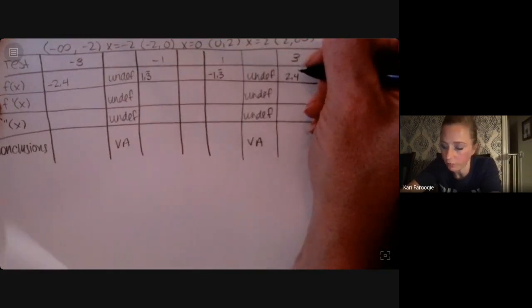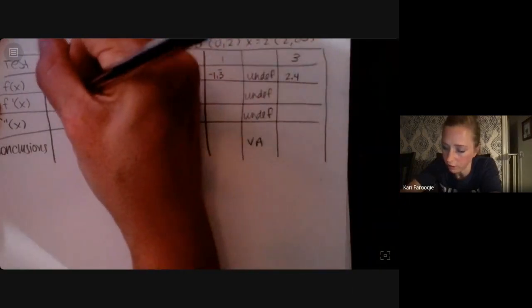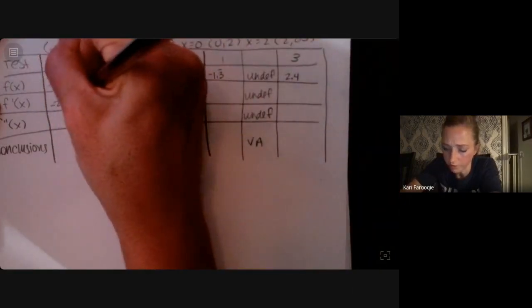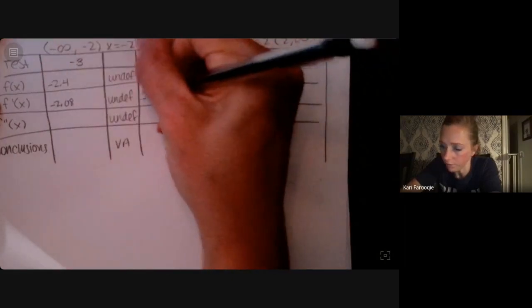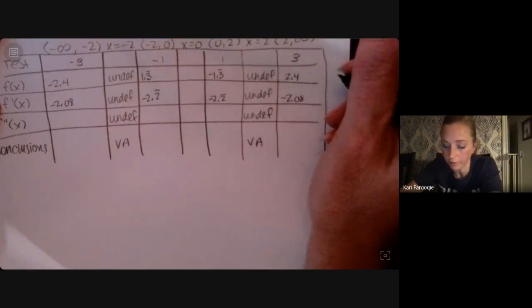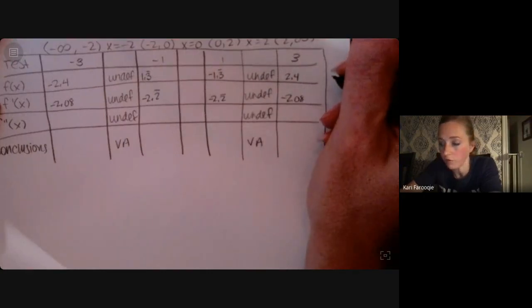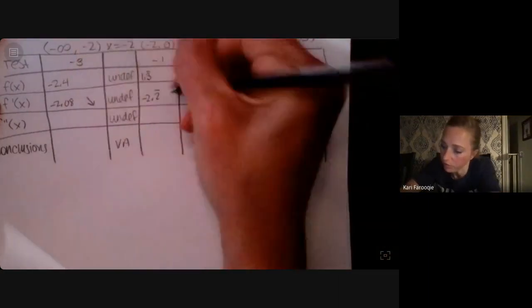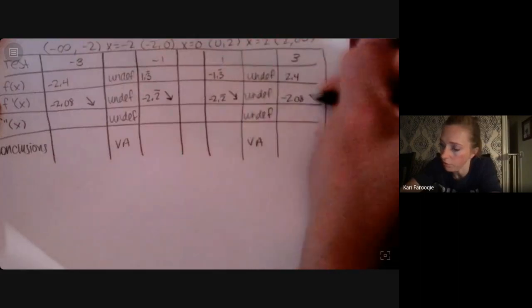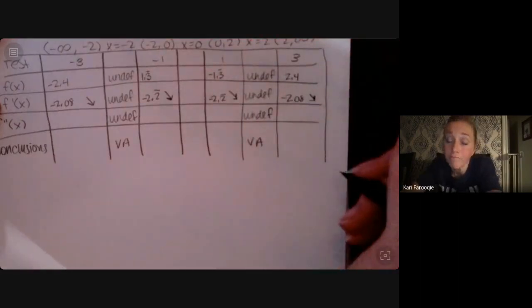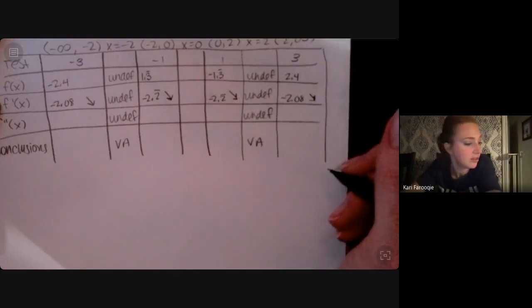And then for y sub 2, I have -2.08, -2.2 repeating, -2.2 repeating, and -2.08. Interesting. My first derivative is negative everywhere. That must mean it is decreasing in every single interval. Okay, that's not necessarily a bad thing. It just is what it is.